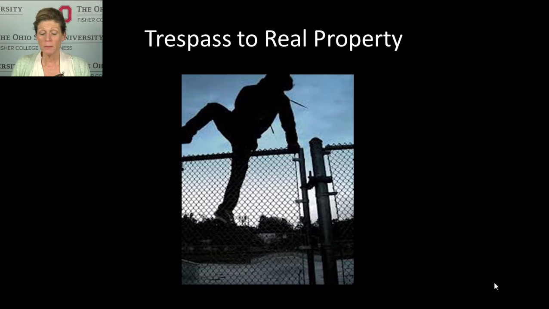Okay, so we've talked about our intentional torts against persons. We're now going to talk about intentional torts against property, and we have 4 of those. So our first one is a trespass to real property.